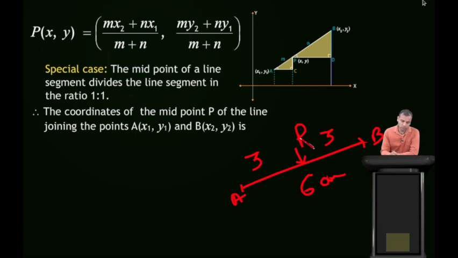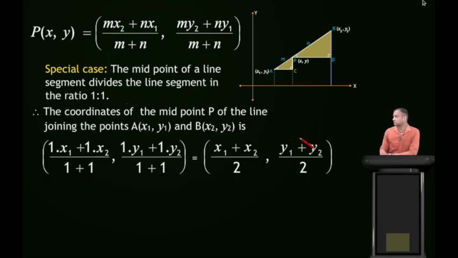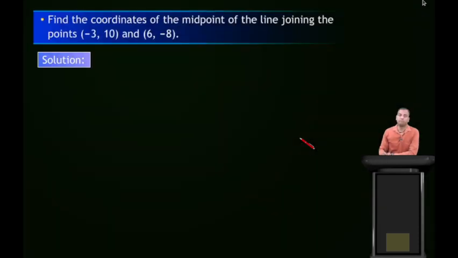And what is the ratio of these two parts? Now find the ratio, 3 upon 3, which is 1:1. So this is the ratio. So the midpoint of a line segment divides the line segment in the ratio 1:1. So the coordinates of the midpoint P joining the points (x1, y1) and (x2, y2): you can take this ratio as m:n, or we can put m and n as 1. So put the value of m and n as 1 and you will get this point. So this is the midpoint of 2 points. So this is called the midpoint formula.